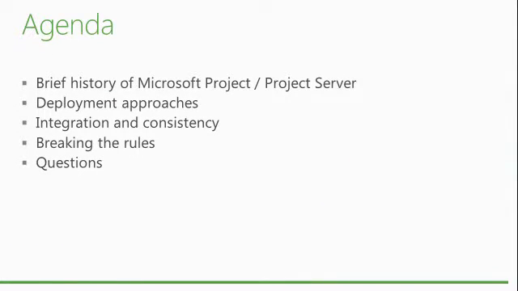Just a bit about the agenda. Again, we're going to go through some brief history just so we can get some context. Deployment approaches: there are 3 main deployment approaches I'm going to talk about. Then integration and consistency, enterprise features, all the features there. And then the breaking the rules part, which, if you were laughing about that, hopefully will ring true. And then we'll take some questions as well.